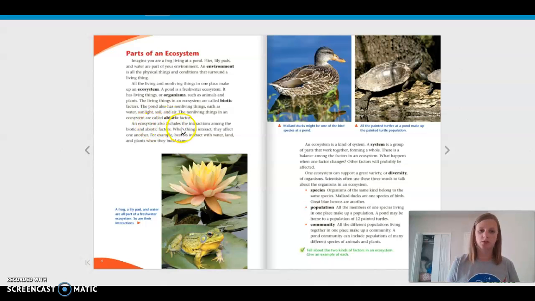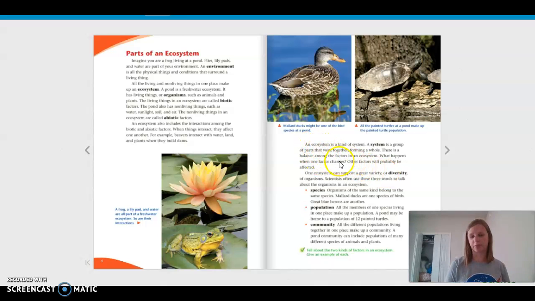An ecosystem also includes the interactions among the biotic and abiotic factors. When things interact, they affect one another. For example, beavers interact with water, land, and plants when they build dams. So they interact with non-living and living things, and it affects those things. Here's a picture down here. It shows a frog on a lily pad, and water. These are all part of a freshwater ecosystem, so are their interactions. So all of those things are part of the freshwater ecosystem.